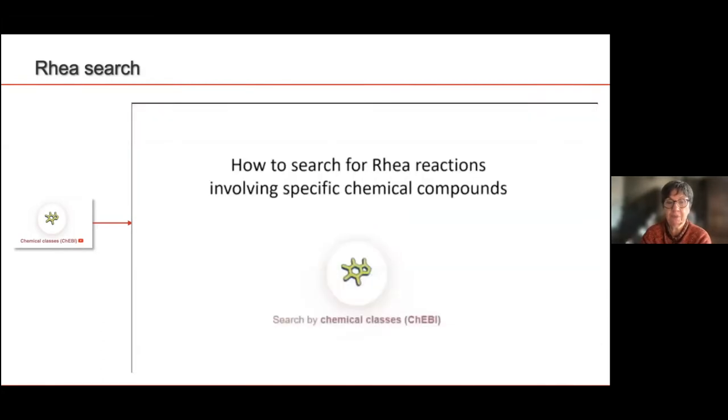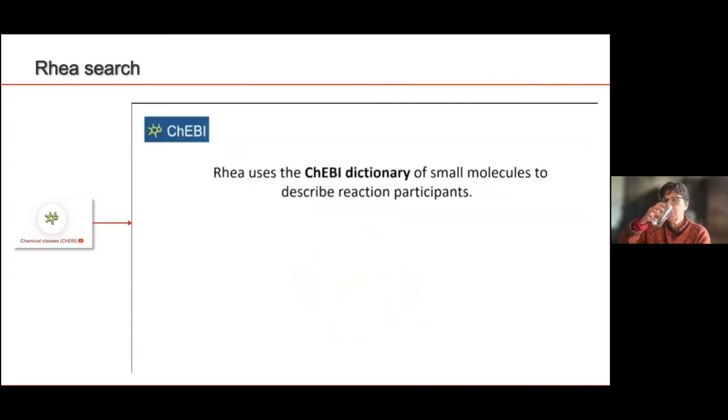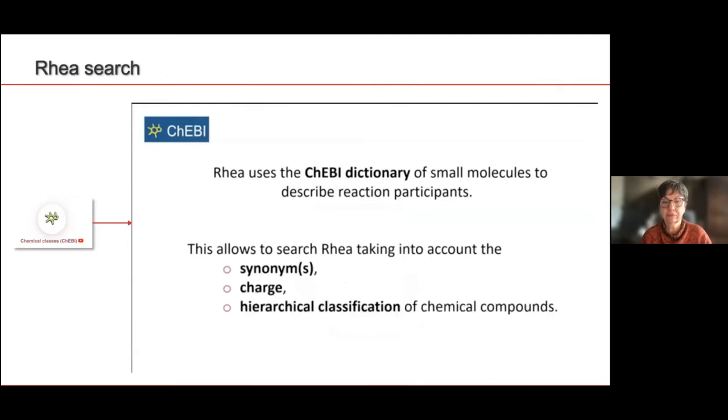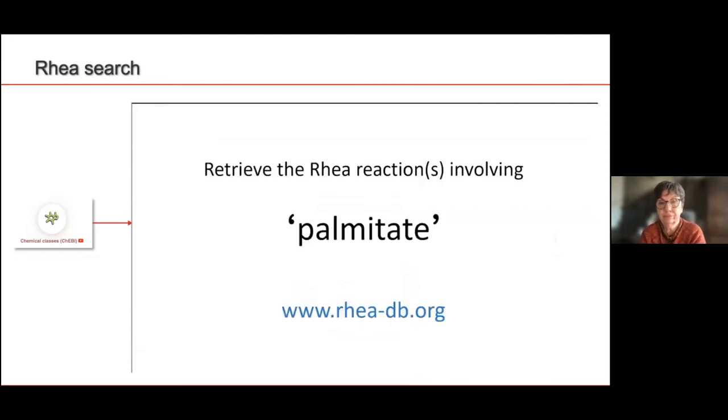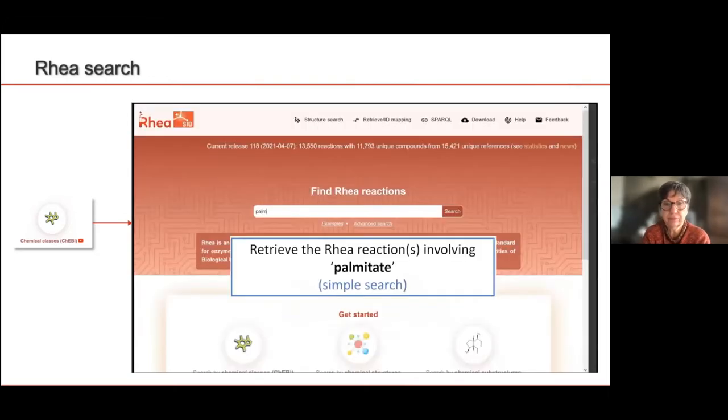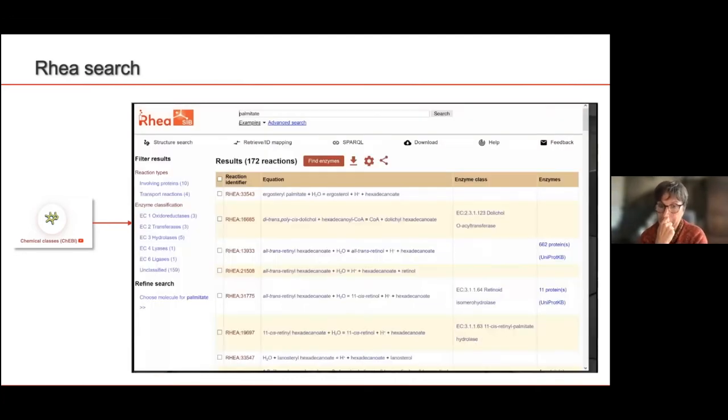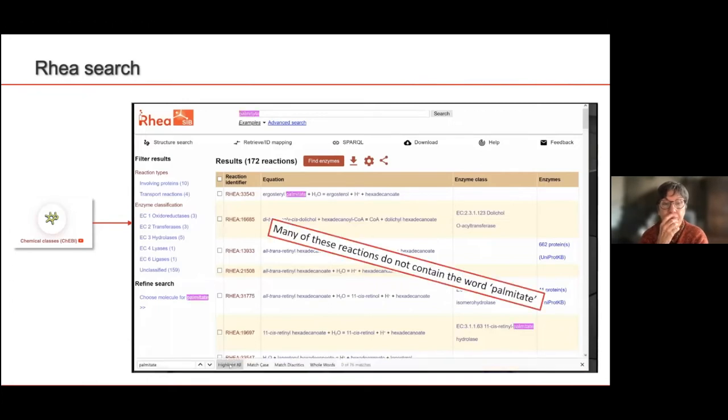In this tutorial, we will learn how to search for Rhea reactions involving specific chemical compounds. Rhea uses the ChEBI dictionary of small molecules to describe reaction participants. This allows us to search Rhea, taking into account the synonyms, the charge, and the hierarchical classification of chemical compounds. For a start, let's do a simple text search for palmitate. Here are the reactions we obtain. However, as we can see, many of these reactions do not seem to contain the actual word palmitate.